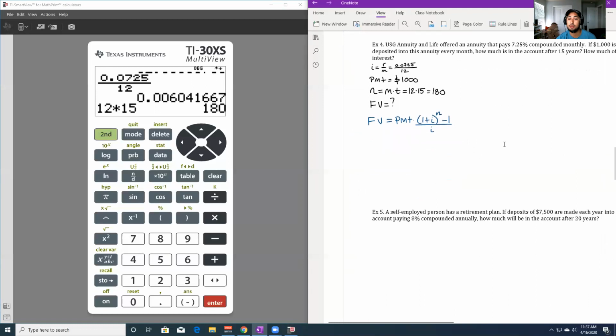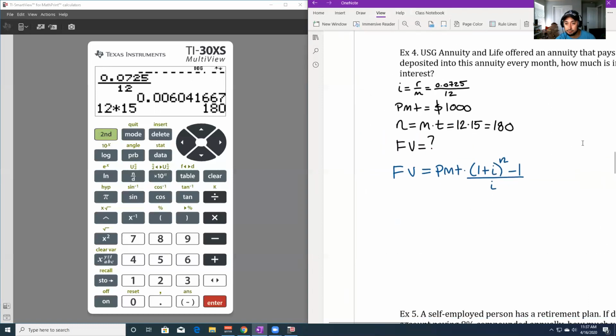Maybe I could zoom in a little bit now since we have all the pieces. There we go. How's that? Okay. So we put all the pieces in, and this means that future value is going to be 1,000 times 1 plus, and I'm not converting I into a decimal, so this is going to be 0.0725 over 12 raised to the n, which is 180, minus 1, all over I, which is 0.0725 over 12.